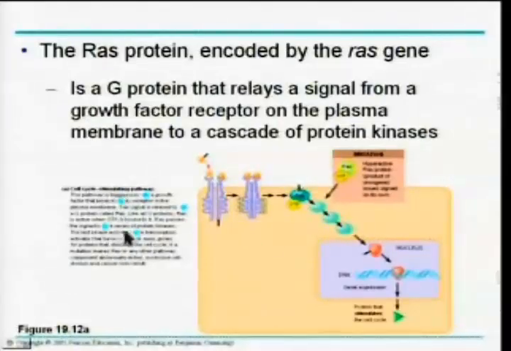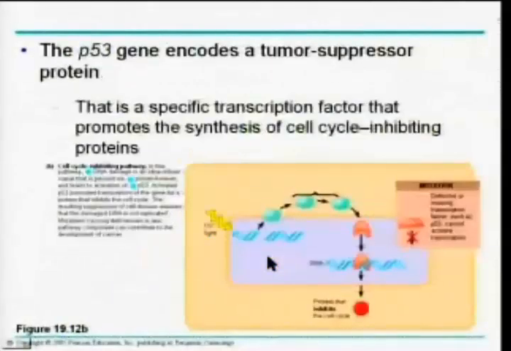I'll let you read this legend in the textbook or in your printed copy of the slide to follow through this, but we already know enough to understand it, right? We've studied this stuff before. Oh, there's number one. Growth factor, receptor, G protein, protein kinase phosphorylation cascade, transcription factor, and we're on to the next one.